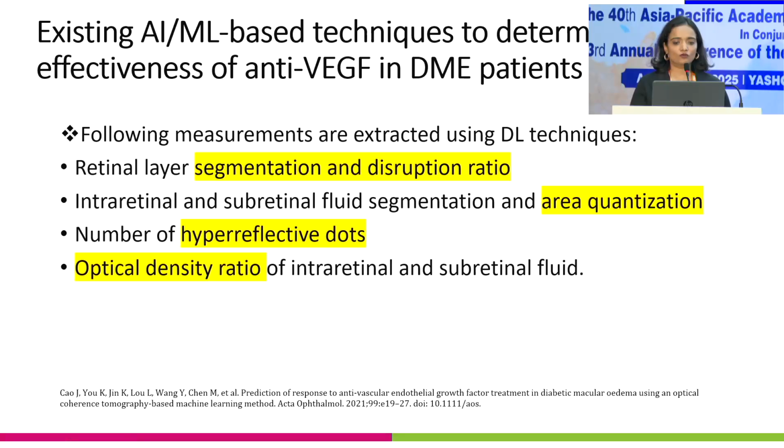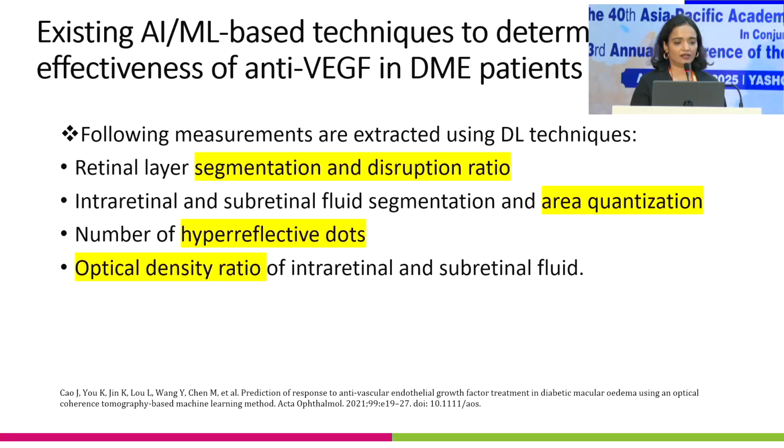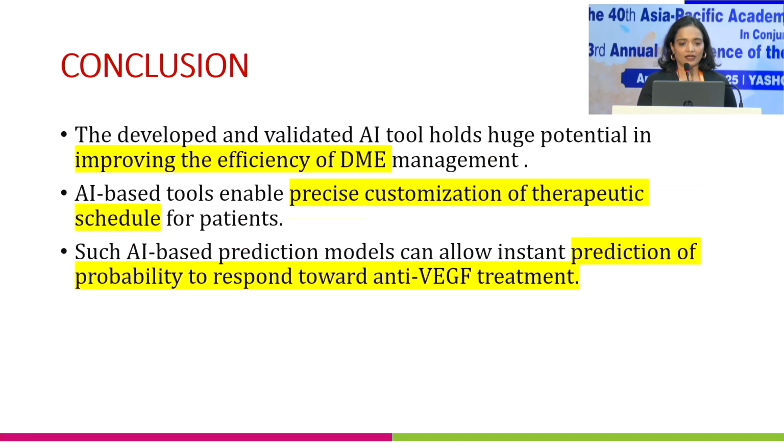We are also looking into whether AI can detect changes not visible to manual graders, something like retinal layer segmentation and disruption, exact area quantification in terms of nanoliters, which obviously we cannot see, the number of hyperreflective dots, and optical density ratio, whether there is a difference in the optical density in intraretinal and subretinal fluid, and the classification of anti-VEGF response also, like I said before. And this has improved the efficiency of DME management.